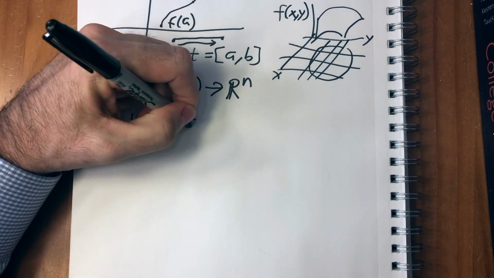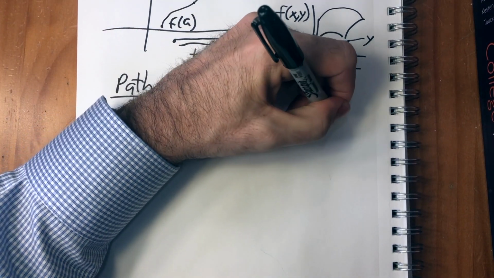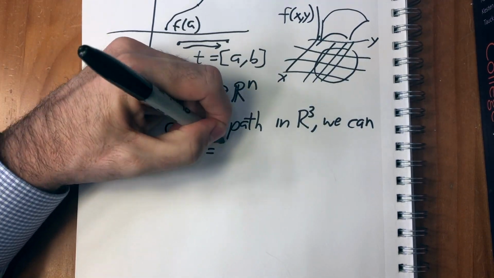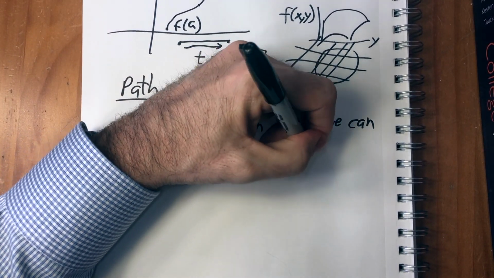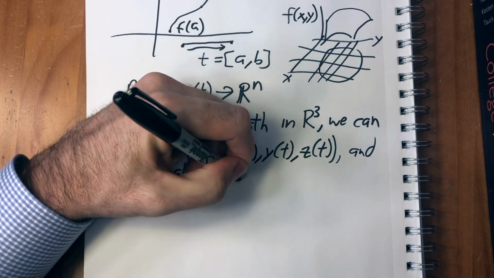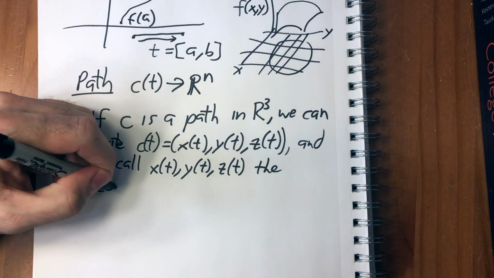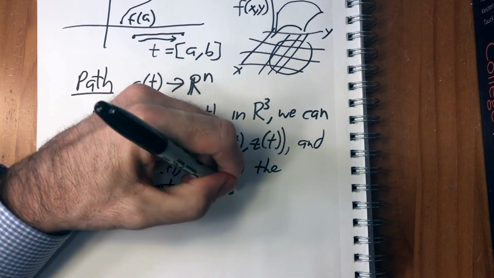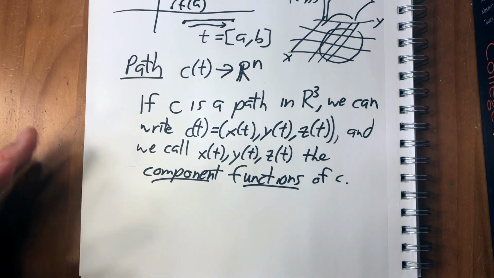Furthermore, if c is a path in R^3, we can write c(t) equals x(t), y(t), z(t), and we call x, y, and z the component functions of c. It's the same for R^2 and generally in R^n.